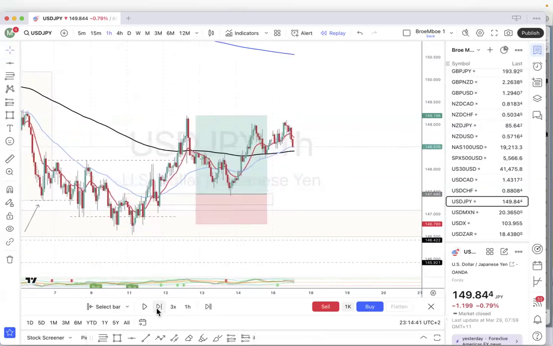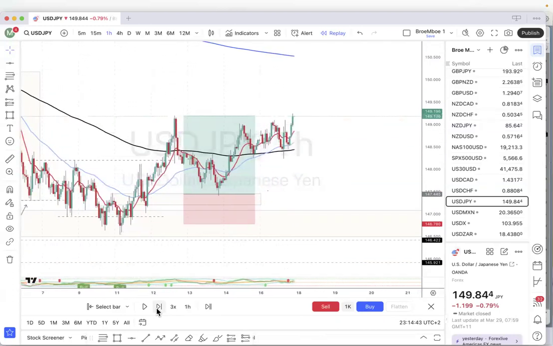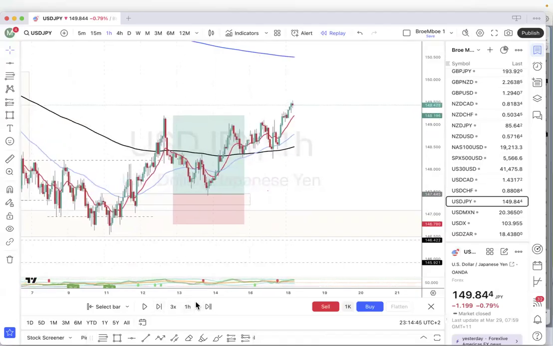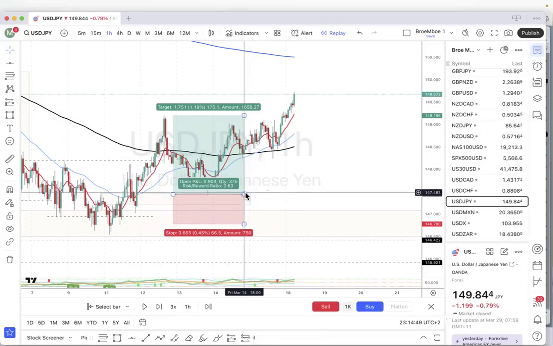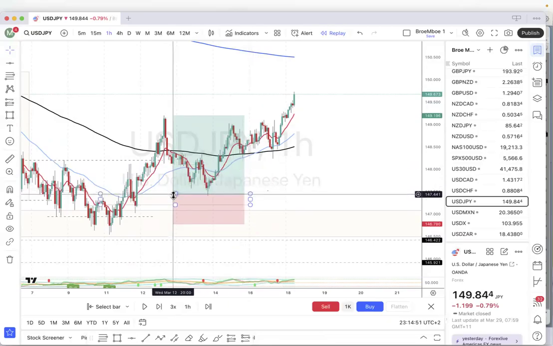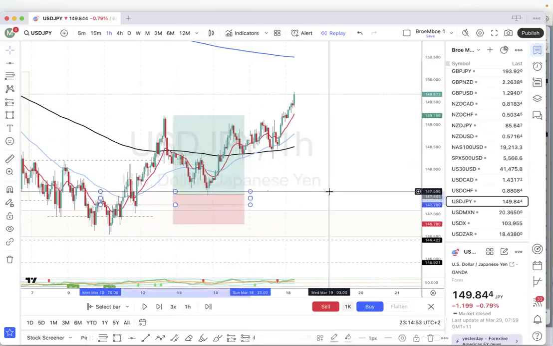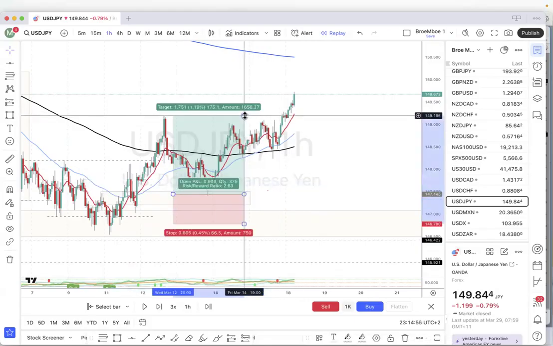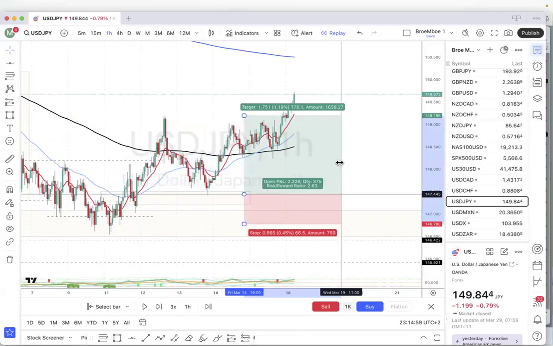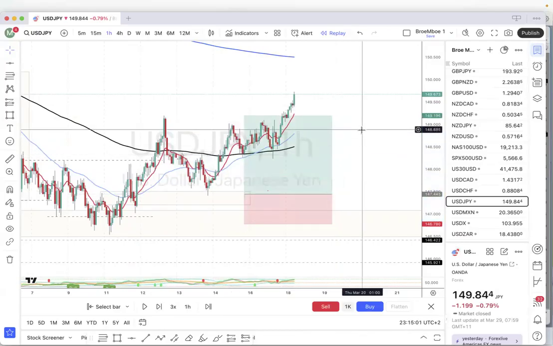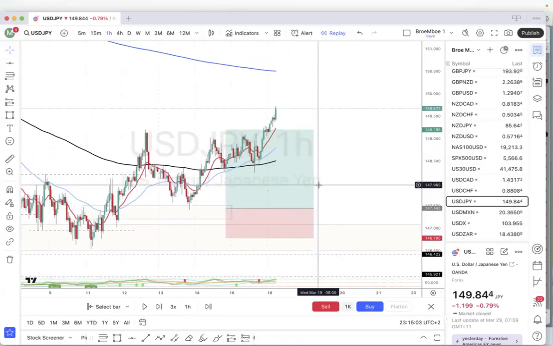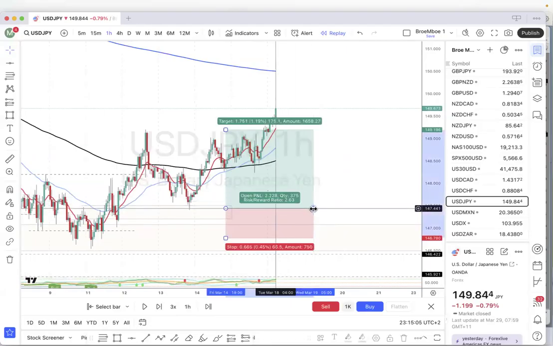So we are hoping our TP gets hit. There, bang, TP is hit. All right. So can I take a, what do you call this? Can I take a sell on this pair? Of course not. You can't take a sell. The only thing you can take is buys.